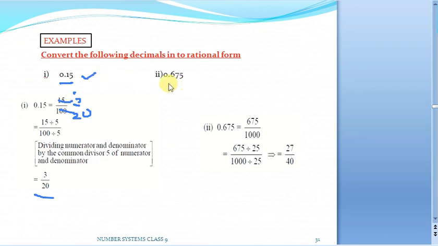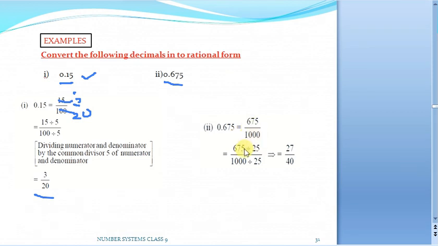So let us take one more example, see, that is 0.675. After this decimal point 3 digits are there, and it is terminating in nature, that means it ends. So this can be written as 675 divided by 1. First you write it, and how many digits are here? 1, 2, 3. Just place those 3 digits, that means 3 zeros here.